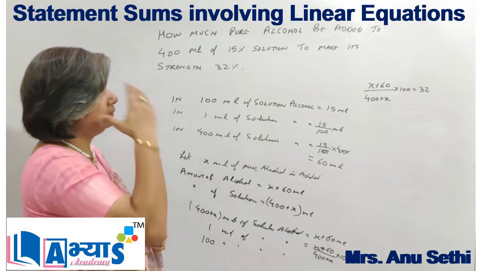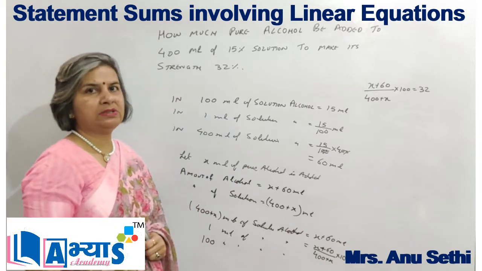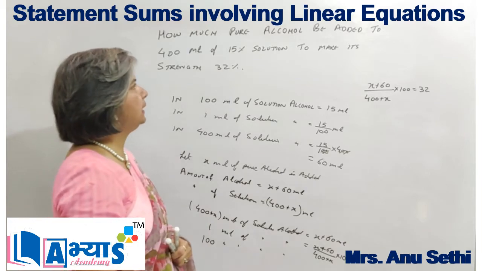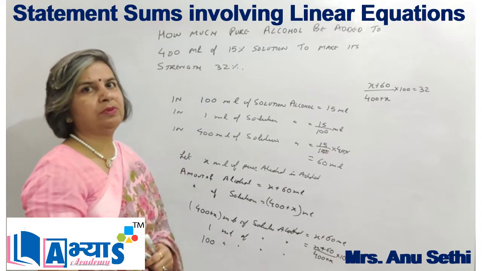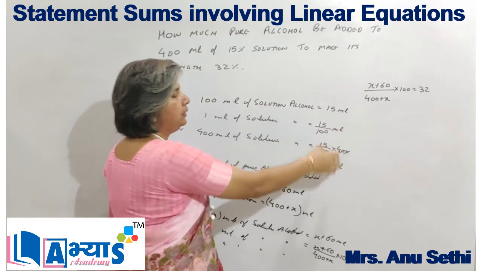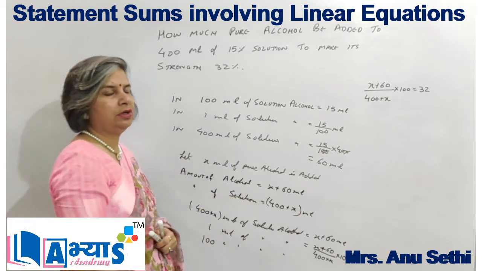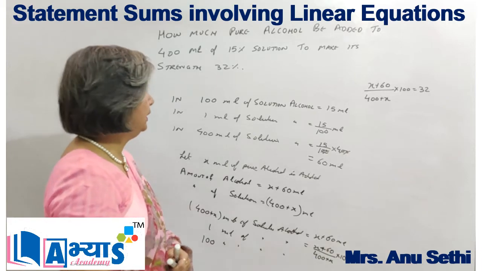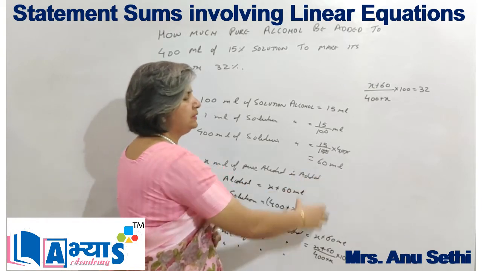Let us discuss it again. Suppose I have been given the question that how much pure alcohol must be added to 400 ml of 15% solution to make its strength as 32%. That means now first we should know what is 15% solution. 15% solution means if I have 100 ml of solution, the alcohol is 15%. Now from this, using the unitary method, I can say in 1 ml of solution, the alcohol will be 15 upon 100, and in 400 ml of solution it will be into 400 and it came out to be 60 ml.